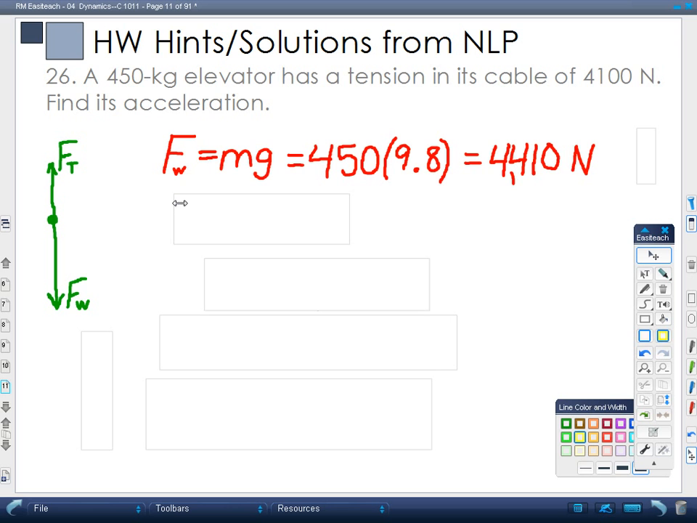It doesn't mean it's in free fall. If it were in free fall, it would be accelerating at 9.8 meters per second squared. It's not in free fall, but it just happens to be accelerating down.